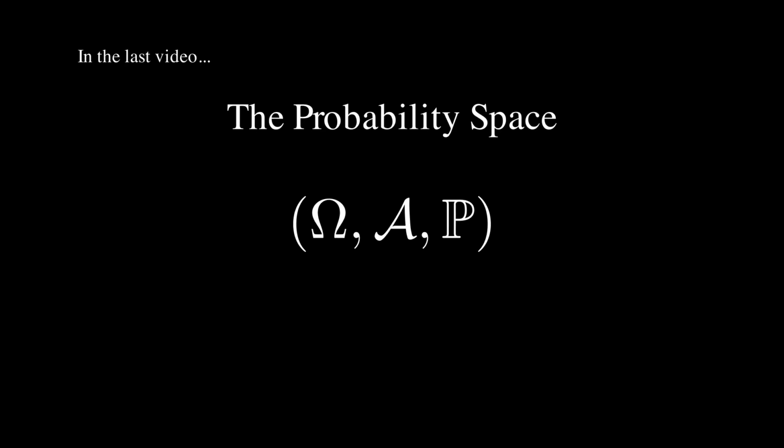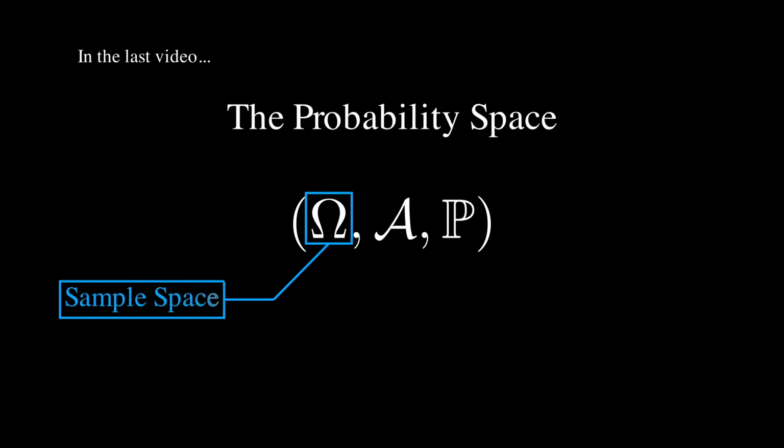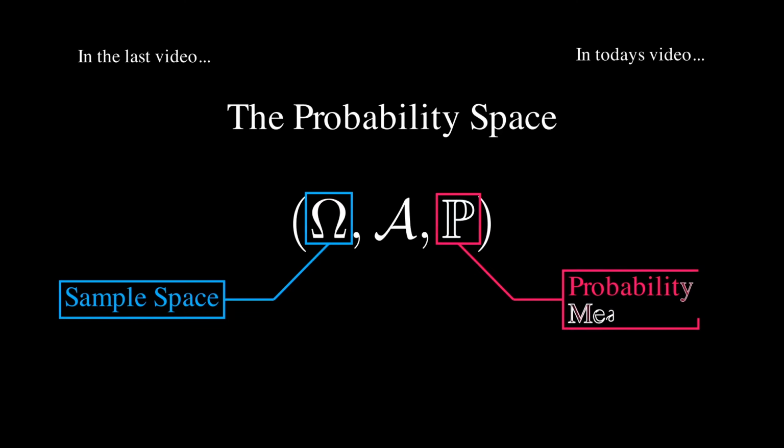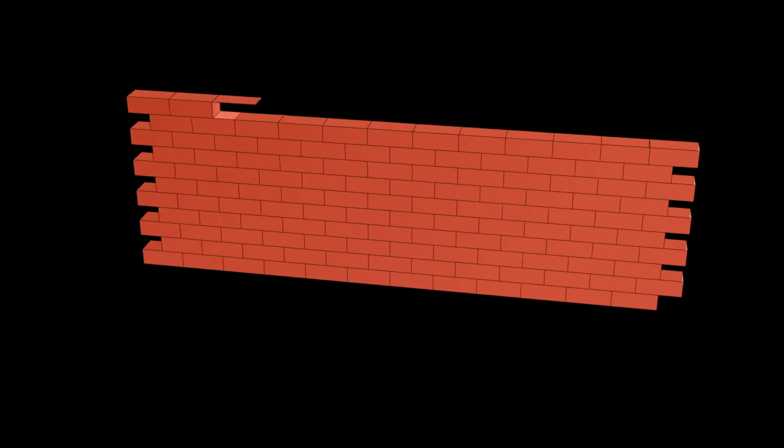In the last video we started to talk about the probability space (Ω, A, P), and in particular about the sample space Ω. In today's video we will talk about the next ingredient, the so-called probability measure P. But before we can do that, we will first have to look at so-called measures. To give you an intuition for the definition, I have 3 examples from everyday life.